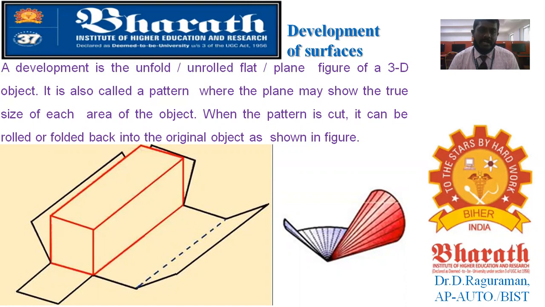When the pattern is cut, it can also be rolled or folded back into the original shape, as shown in the figure. In the figures, you will see a solid square prism as well as a cone. If you unwrap it, you will get a development of surfaces. At the bottom of the paper sheet you will see folded sheets. That is the development of surfaces.